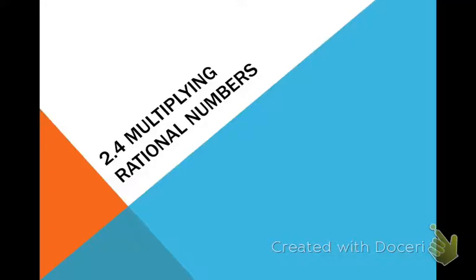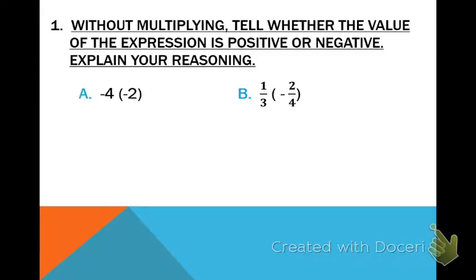All right, if you haven't yet, go ahead and turn in your notes to 2.4. Today we're going to talk about multiplying rational numbers. I'd like us to look at this first section, number 1. Here's what it says. Without multiplying, tell whether the value of the expression is positive or negative and explain your reasoning. So I don't want an actual answer for this one. I just want to know, is it going to be a positive or is it going to be a negative?